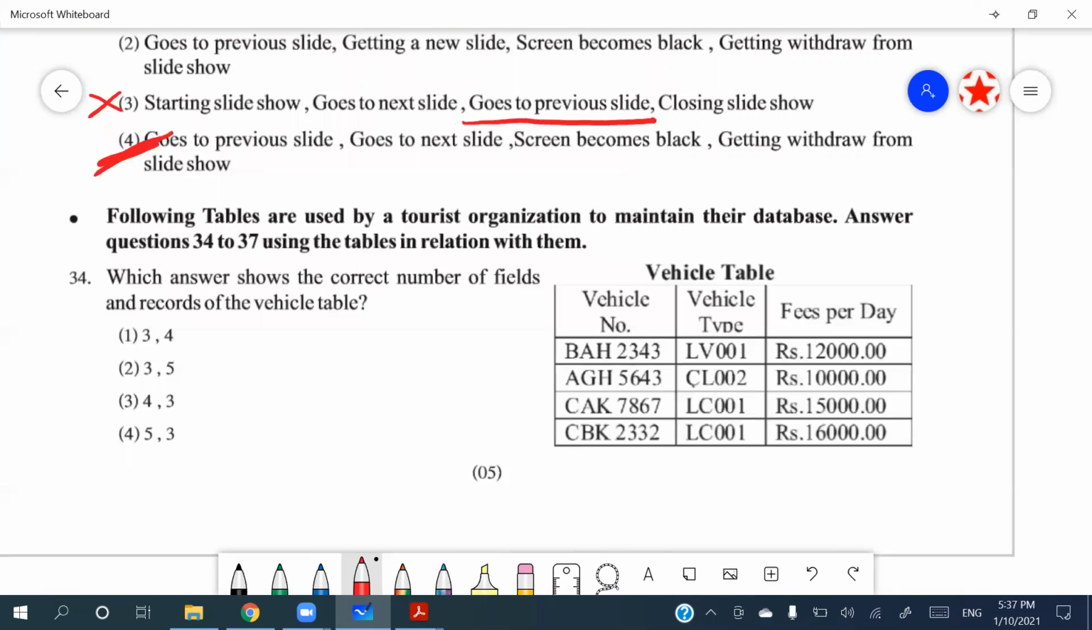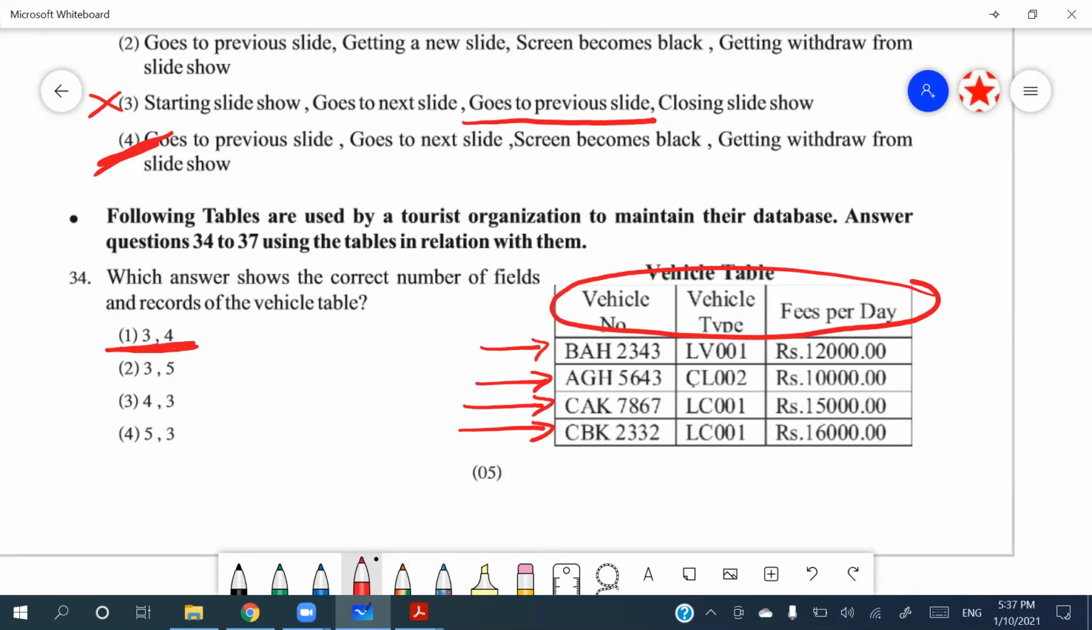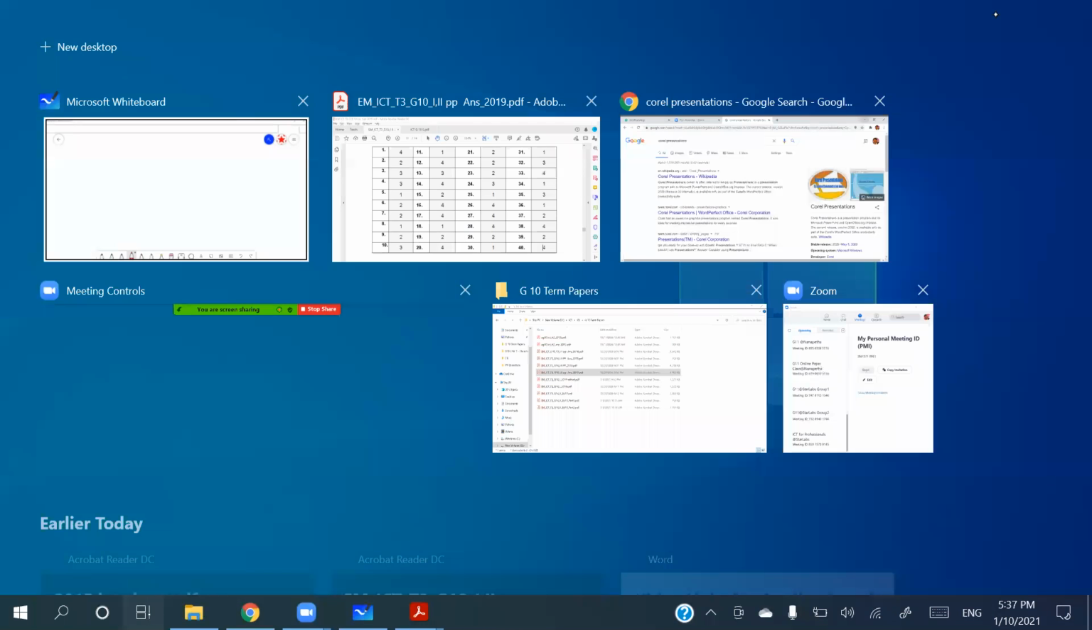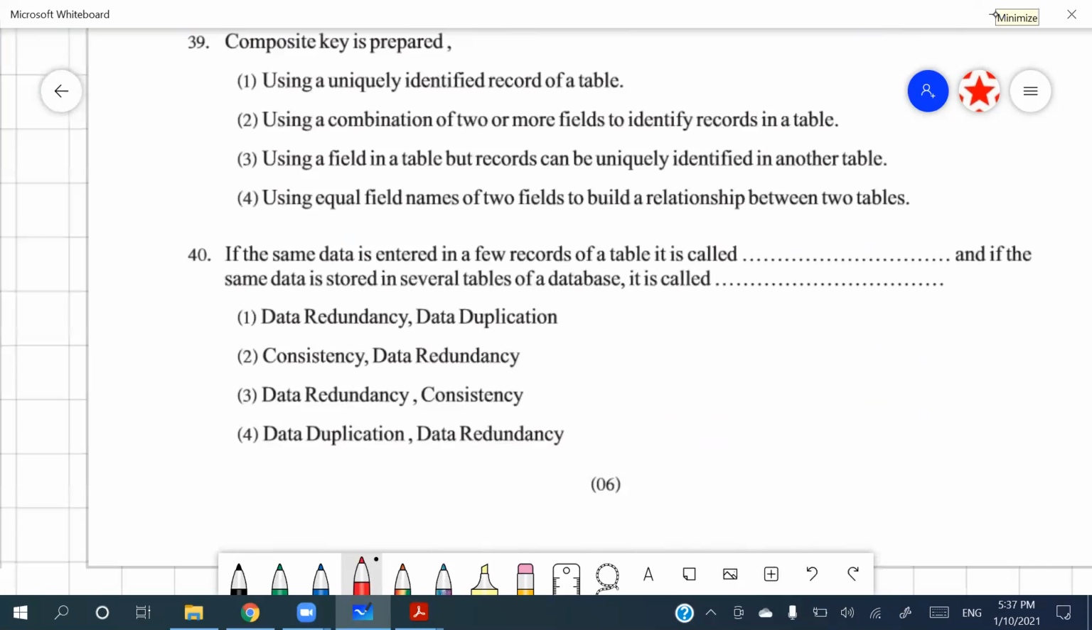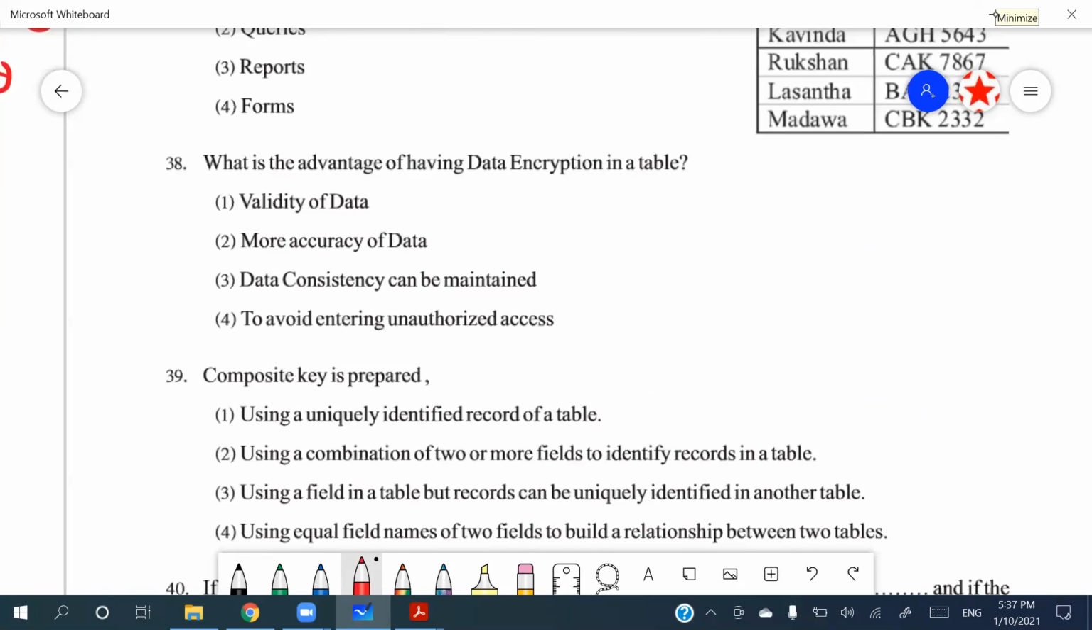So the 34th, which answer shows the correct number of fields and records of this vehicle table, which is a very simple one. They have 3 columns, which means 3 fields, and they have 4 records. Records are only those rows which contain data, not the header, right? So it's going to be the first one, 3 fields and 4 records. After the 34th, there are only 6 more questions.